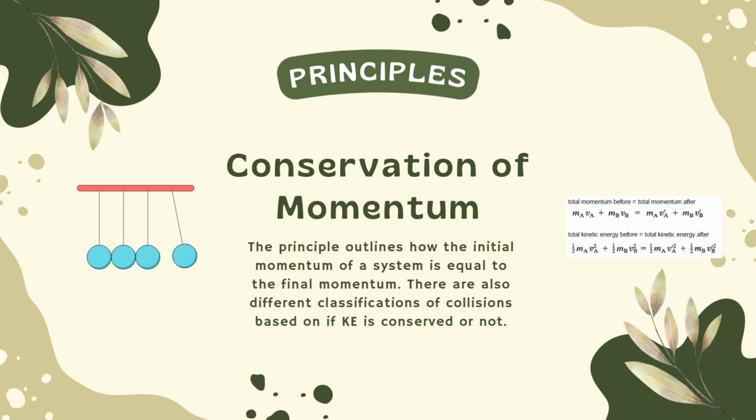The main principle is conservation of momentum. It outlines how the initial momentum is equal to the final. So momentum is conserved. And then there are different classifications of collisions, inelastic and elastic, based on whether kinetic energy is conserved or not. On the right, there's a formula for the total momentum before and the total momentum after, and then being equal, so delta P equals zero, and then the same thing for kinetic energy on the bottom.